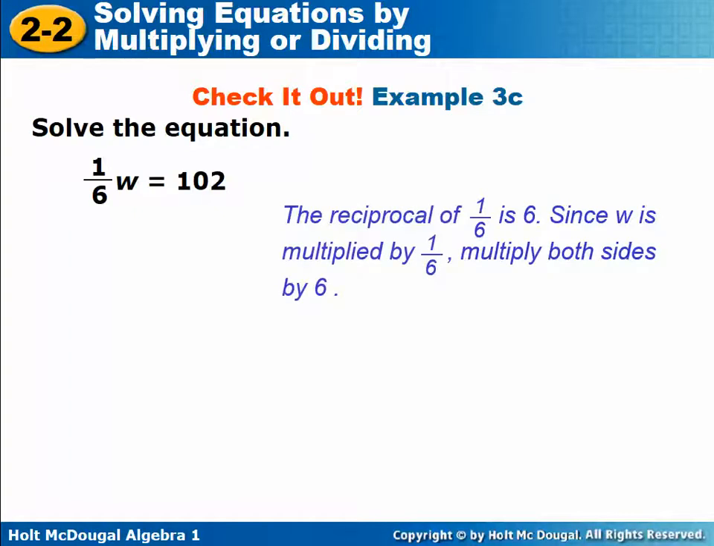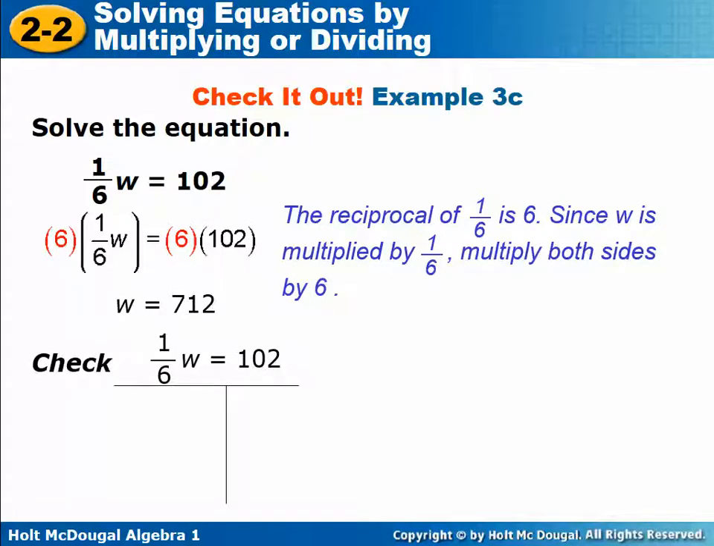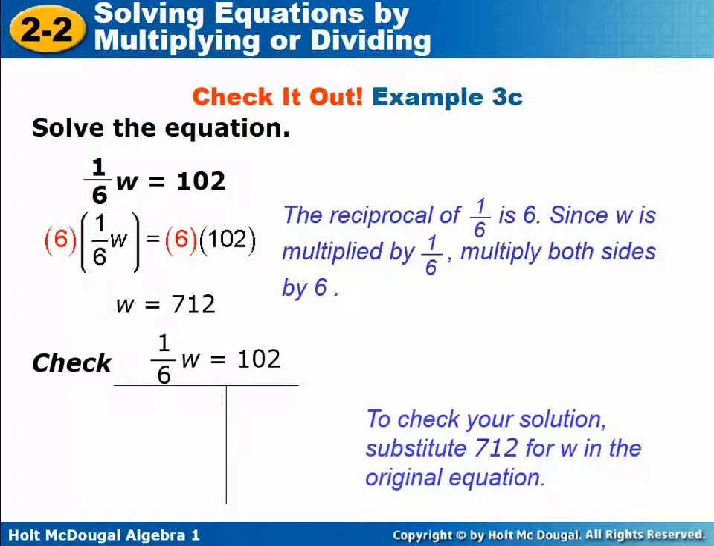All right, so did you say that the reciprocal of 1/6 is 6? And really, this one, we don't even have to deal with fractions, because we multiply both sides by 6. We just have two whole numbers. 6 times 102 is 712. And then if you take 1/6 times 712, that's the same as 712 divided by 6. So you could take 712 divided by 6, and you will get 102, and you'll get the right answer.